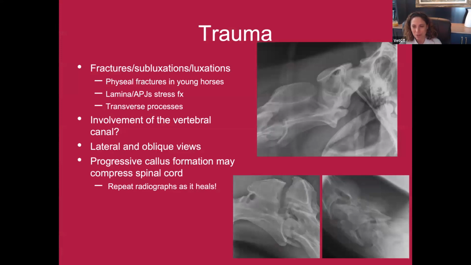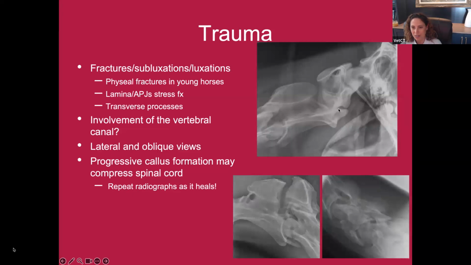Okay, starting with trauma, this includes things like fractures, subluxations, or luxations of the cervical spine. Some of the most common configurations are going to be physeal fractures in young horses. Remember, they have those cranial and caudal physes in each vertebra. They can get laminar or articular process joint fractures, often stress fractures, so those can be quite subtle. And then transverse process fractures can occur.